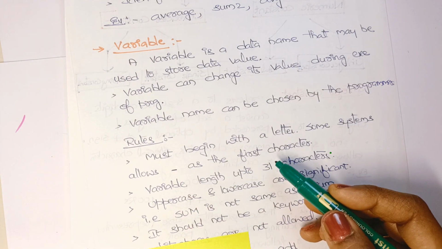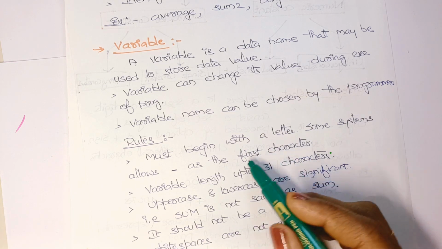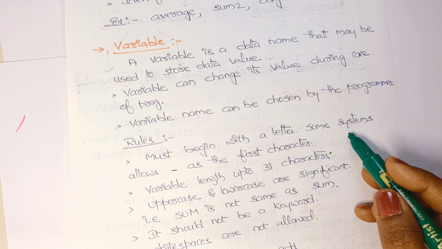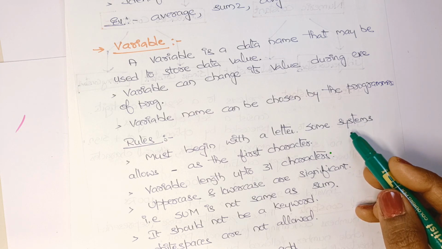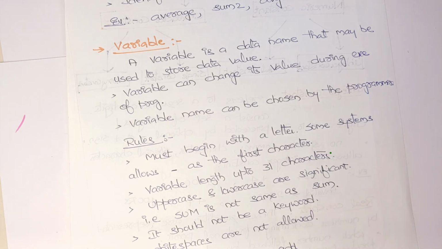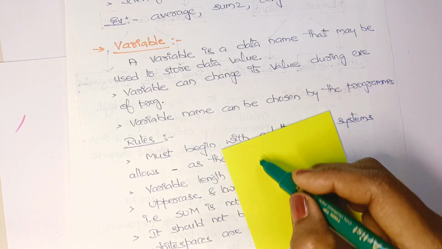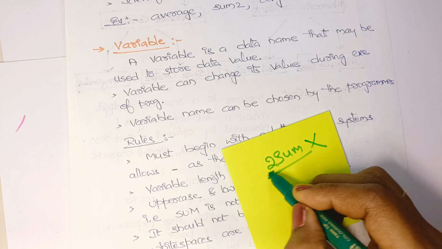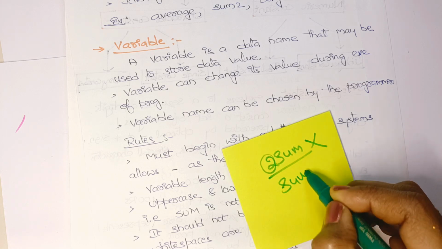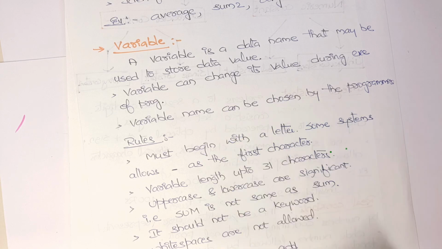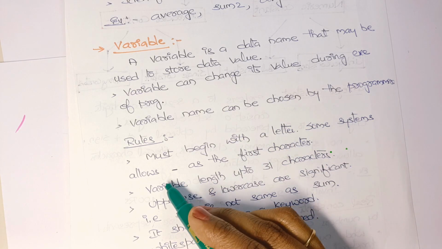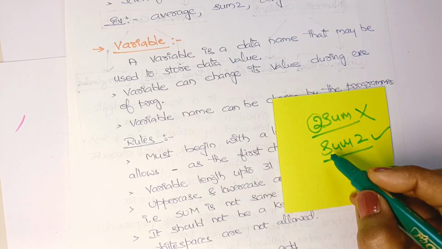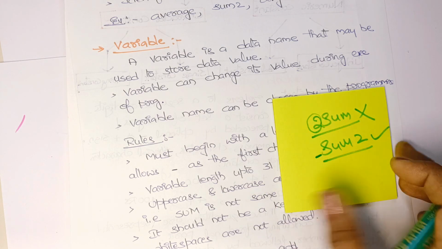Now some rules to define a variable that you need to remember. A variable name must begin with a letter. You cannot start a variable name with a digit, like 2sum. Why? Because the first character must be a letter. Some systems allow an underscore as the first character, so you can use an underscore also.